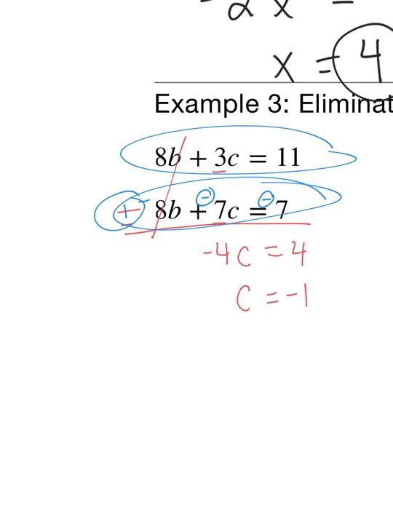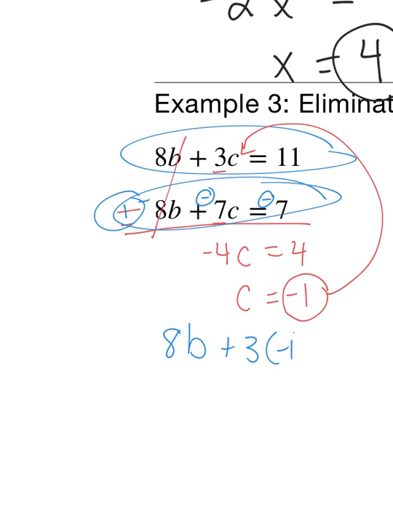And when I plug that back in, it doesn't matter what equation, so I'm just going to choose the top one. So 8b plus 3 times negative 1 is going to give us 11. So that equals negative 3 when we multiply. So I add a 3 to the other side. And 8b is going to equal 14.